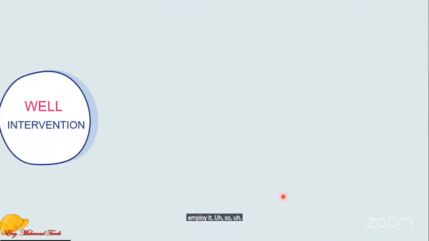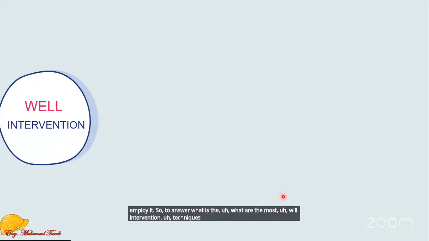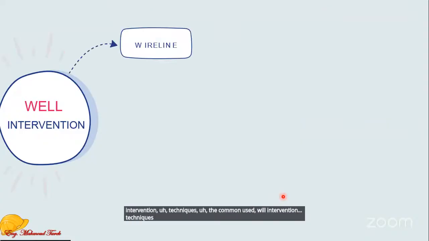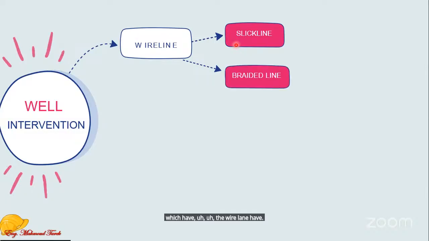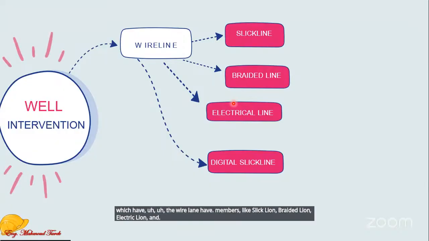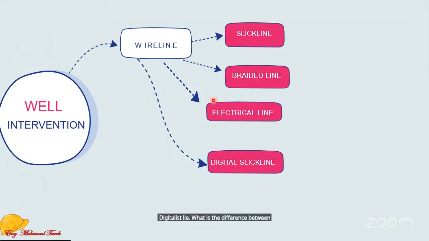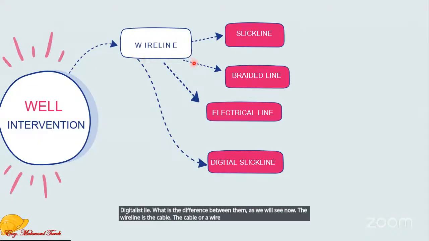So to answer what the most common well intervention techniques are: the family of wireline. The wireline family has members like slickline, braided line, electrical line, and digital slickline. What is the difference between them? As we will see now, the wireline is a cable or a wire introduced into the well.